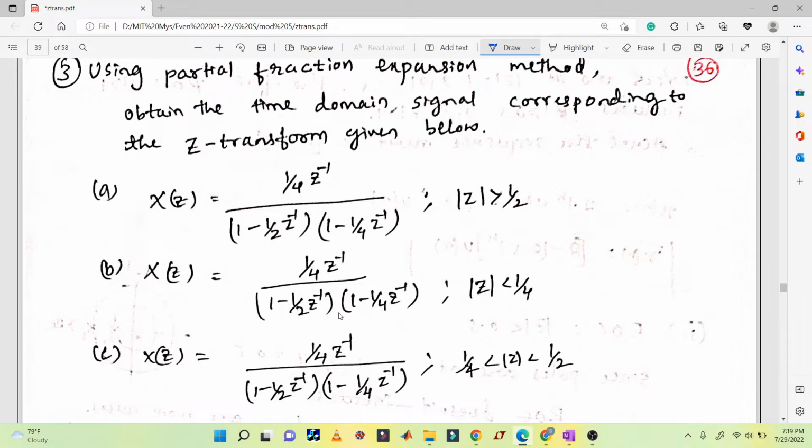What is given here? Using partial fractions expansion method, obtain the time domain signal corresponding to the Z transform given below. So this is the Z transform given. Here no need to fractionalize.